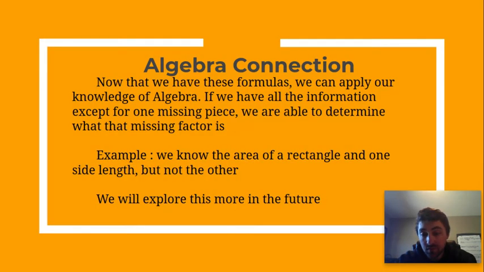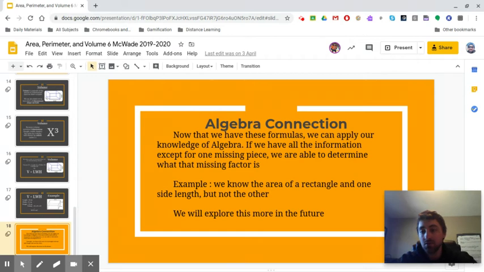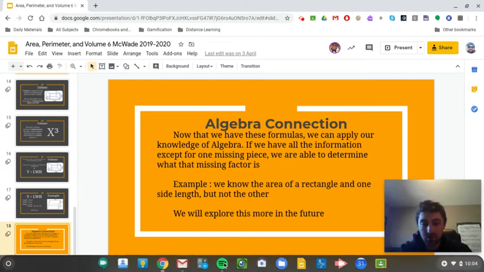Now that we have these formulas, we can apply them on our knowledge of algebra. If we have all the information except for one missing piece, we're able to determine what that missing factor is. For example, if we know the area of a rectangle and one side length, but not the other. Let me see. I will plug this in and we will go.